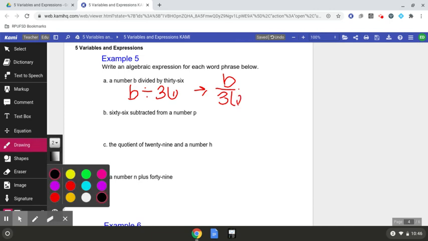Okay, the next one is 66 subtracted from, which is a switch word, a number p. So when we finally rewrite this, it would be p minus 66.